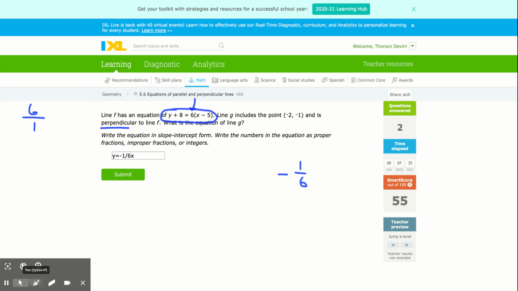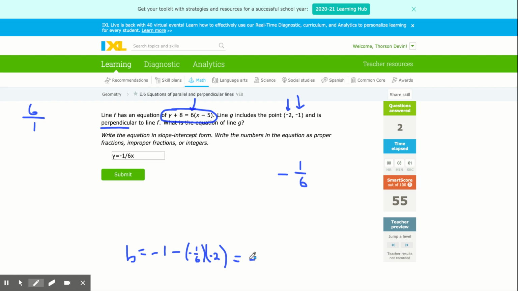Now I just have to find my b value by taking my y value of the point that I go through, which is -1, minusing off my slope, which is -1/6, the slope of the line that I'm trying to write, times my x value for my point, which is -2. Well, that's going to be a -1. Minus times a minus times a minus is still going to be minus 2 over 6, because 1 times 2 is 2.